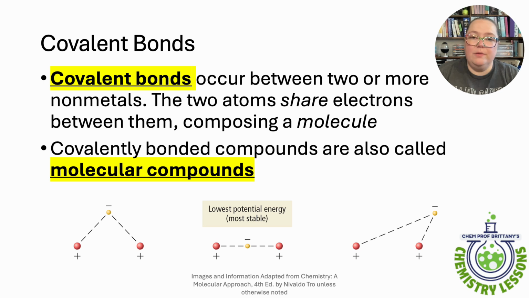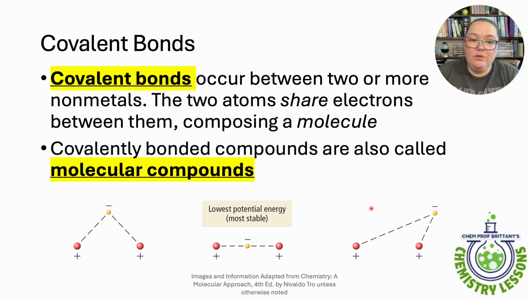Covalent bonds occur between two or more nonmetals, and instead of a give and take of electrons, what we get is a sharing of electrons between the atoms, and so therefore we get a molecule. So covalently bonded compounds are called molecular compounds, and this piece I feel like is pretty common sense, but I'm going to go ahead and say it.